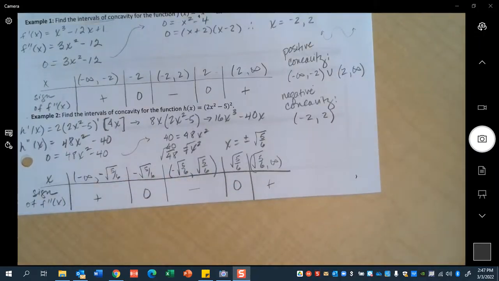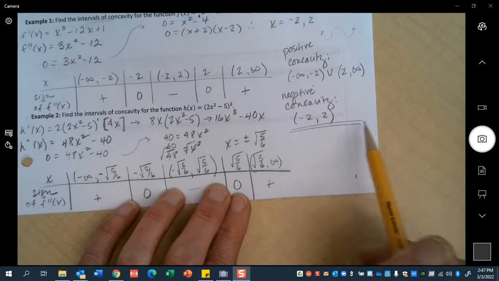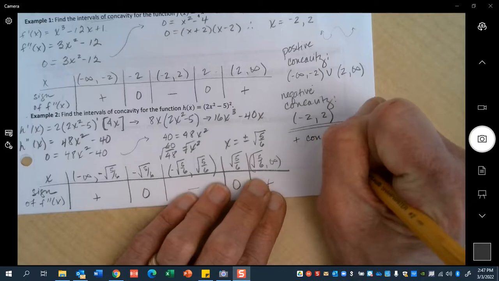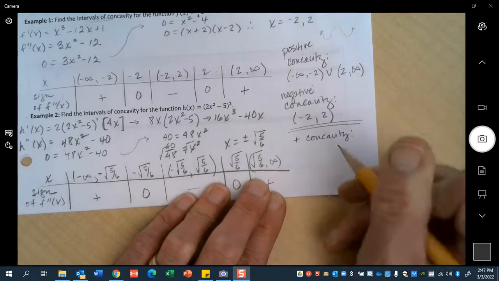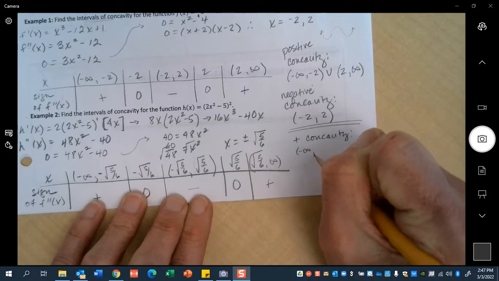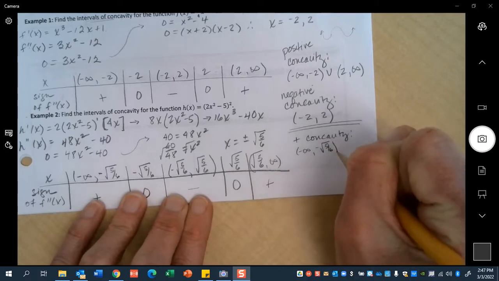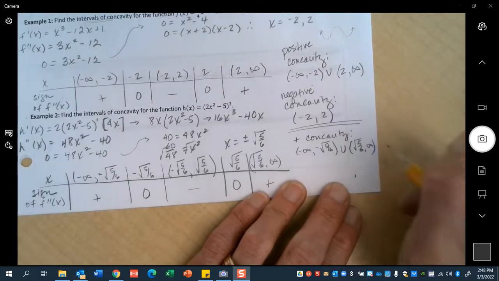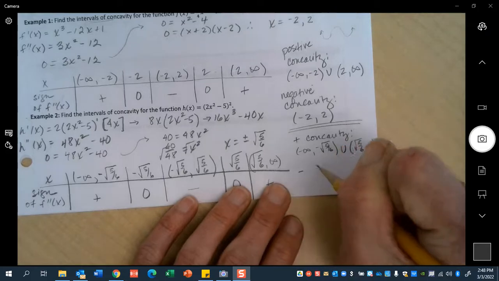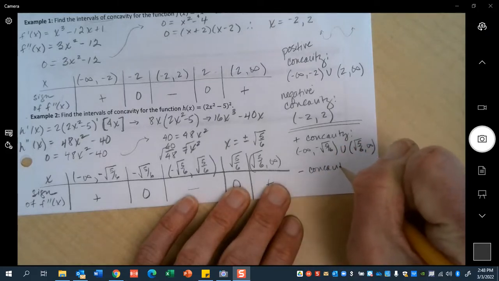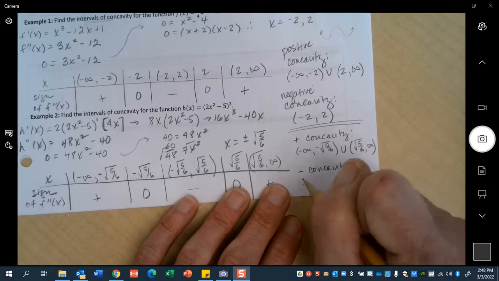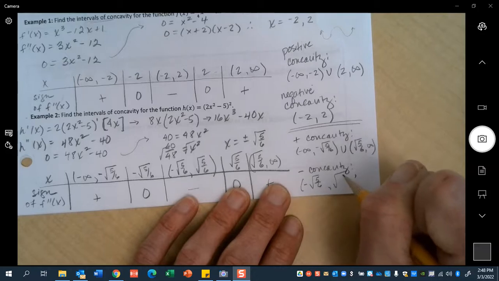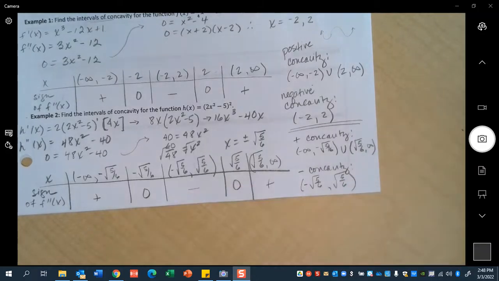So when I'm talking about my answers for negative and positive concavity, my positive concavity is going to be from negative infinity up to negative root 5/6 and square root of 5/6 up to infinity. My negative concavity is going to be from negative root 5/6 up to positive root 5/6.